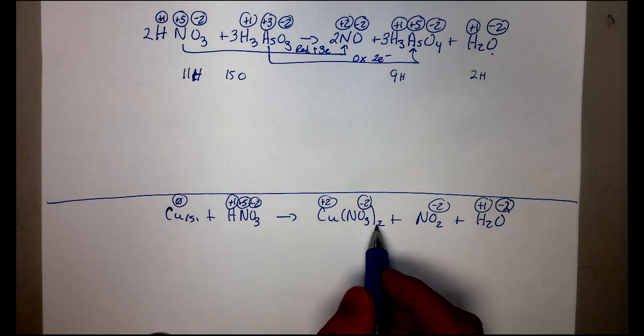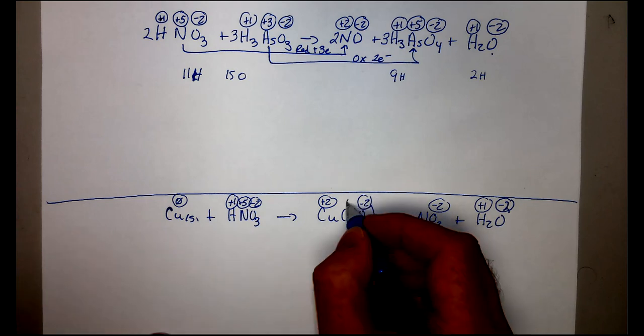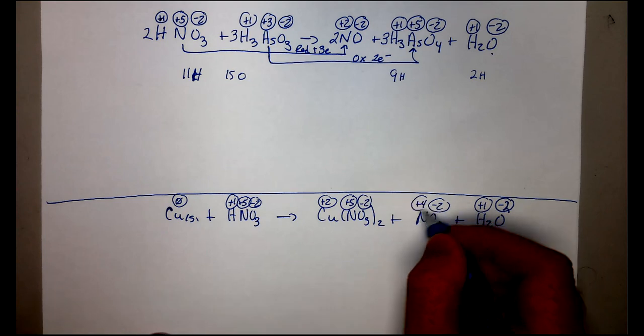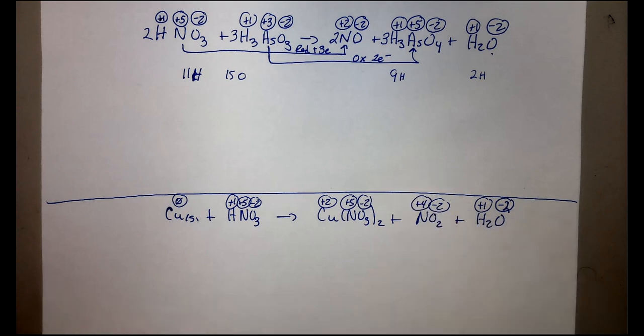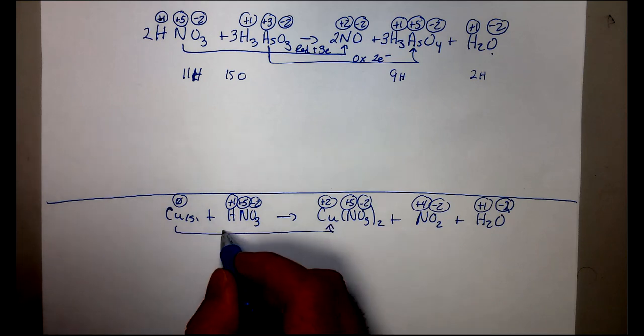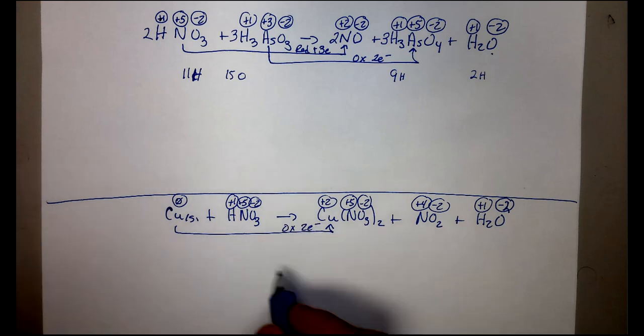So if you got 3 times 2 is 6. For nitrate to be -1, this is going to have to be +5. And then this would be +4. And then we got all the oxidation states. So copper is going from copper to copper +2. So that is an oxidation of 2 electrons.